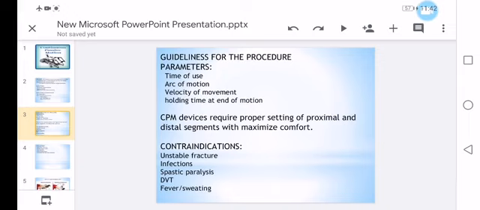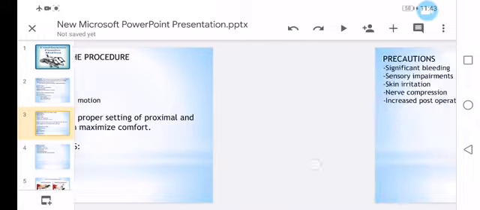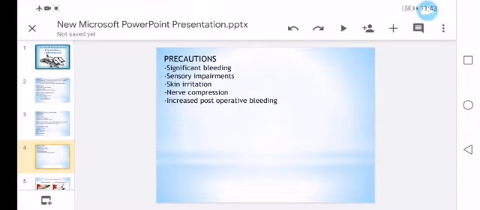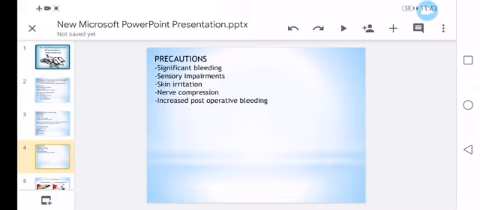And the contraindications, where this device is not to be used: unstable fracture, pain, infections that might spread, other skin diseases, spastic paralysis, DVT, fever, sweating. Precautions to be taken care of: significant bleeding, sensory impairments, skin irritation, nerve compression, and after surgery or any operation, increased post-operative bleeding.